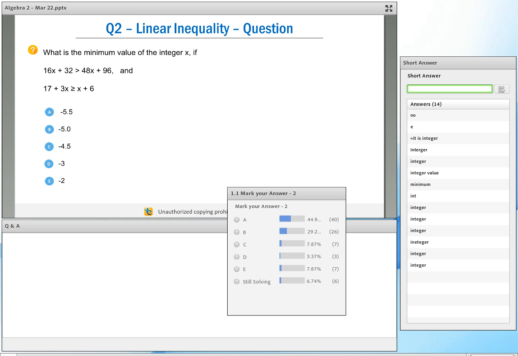About 30% of you got it. But those of you who got to minus 5.5, you guys did the math. You did pretty much all the steps, barring that one step, which is reading that the question's asking for integer x. Man, that's a lot of work that you did, and you did well.